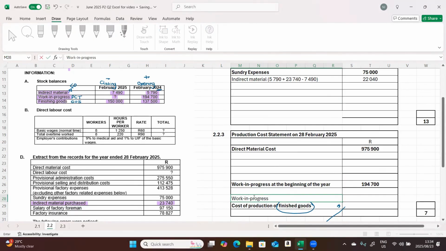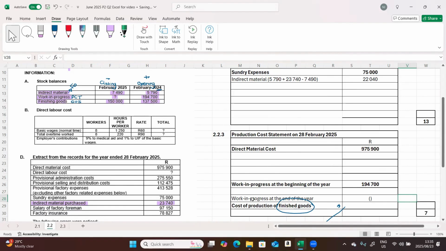That's your work in progress at the end of the year. This is where your work in progress at the end of the year will go, guys. And you're going to write this in yourself because you have to study your whole format over here. So work in progress at the end of the year will be right above your cost of production of finished goods. We don't have that. That is a question mark, guys. But this amount over here is going to be in brackets. It's going to be subtracted.